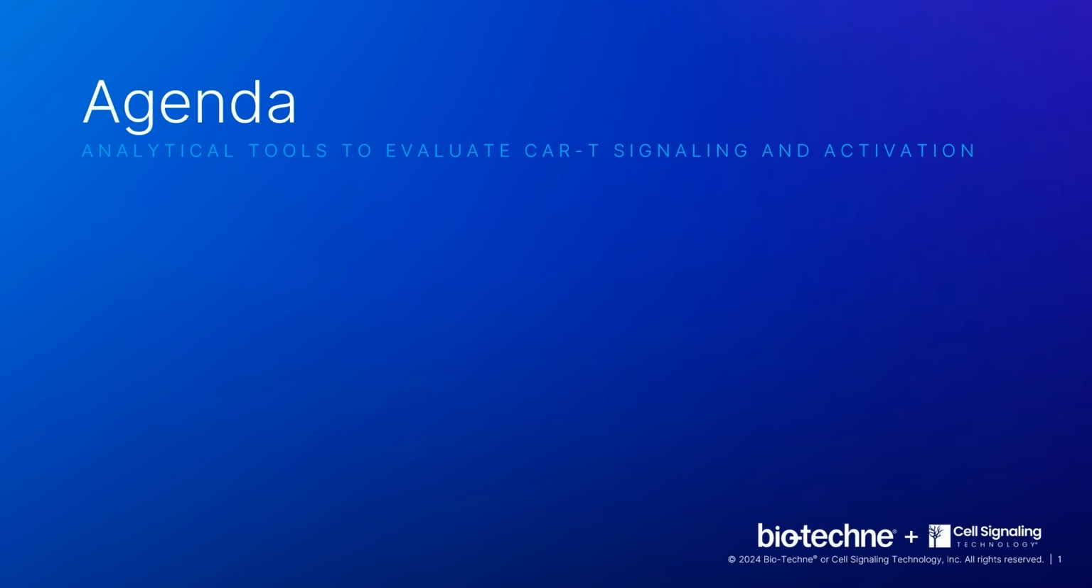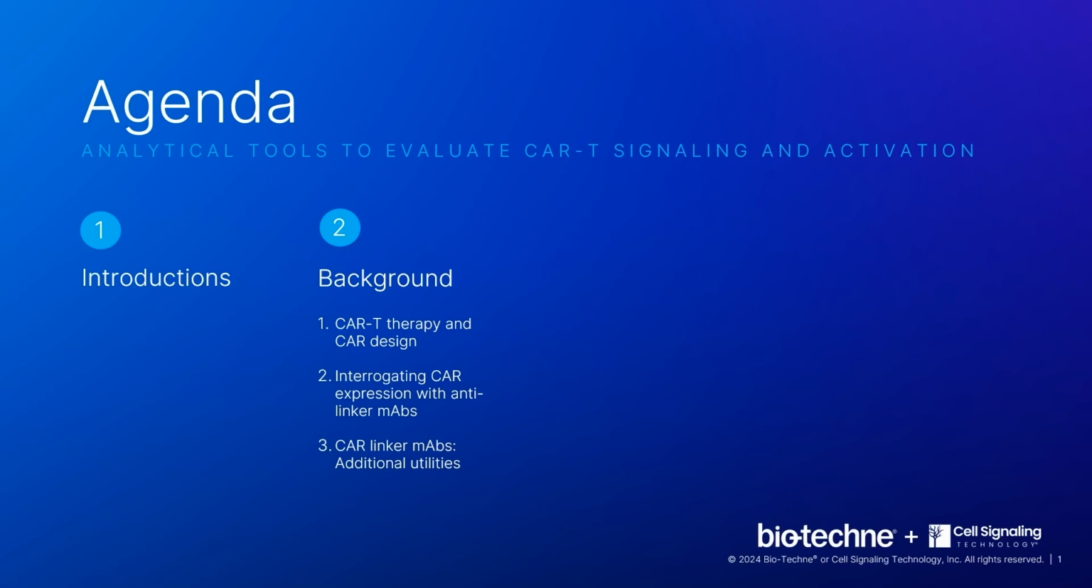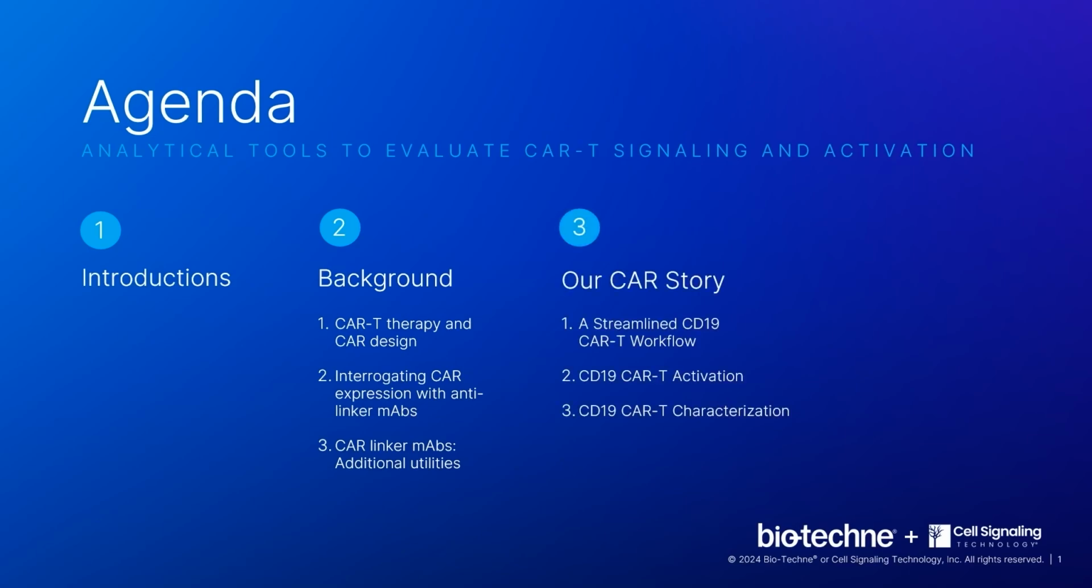I'm going to start us off with a brief agenda for today's talk. We'll first start off with some company introductions. Then Amrik will take us through the background for today's talk, starting with CAR T therapy and design, moving on to the interrogation of CAR expression with anti-linker antibodies, and then concluding with some additional utilities of these antibodies. We will then shift gears into our CAR story for the day, starting with a streamlined workflow for the generation of CD19 CAR T cells. I'll walk you through how we activated the CD19 CAR T cells and how we characterized them using our analytical instrumentation and antibodies from Cell Signaling Technology. And we'll conclude the day with a Q&A session.